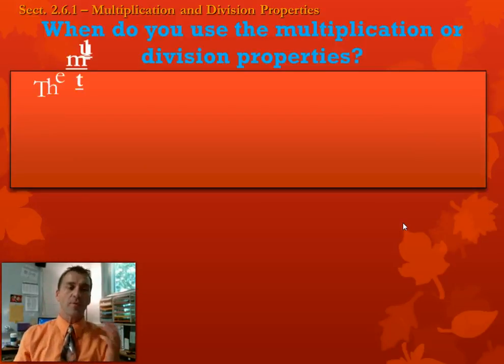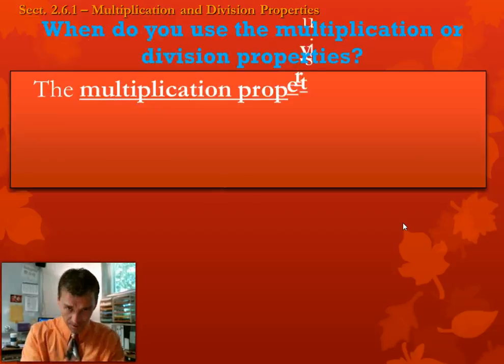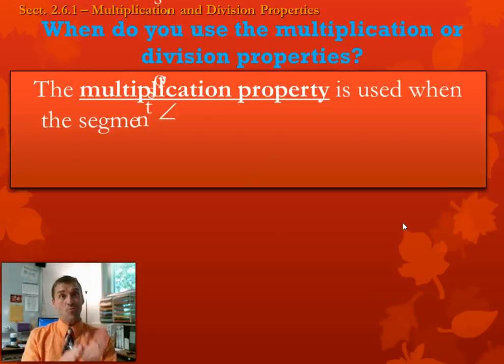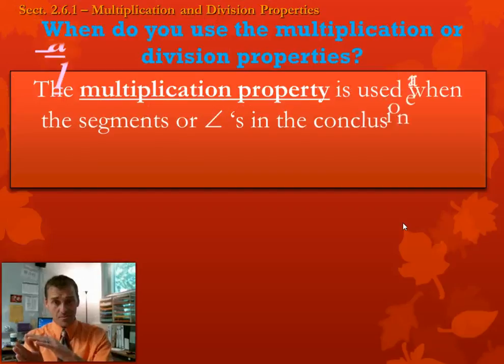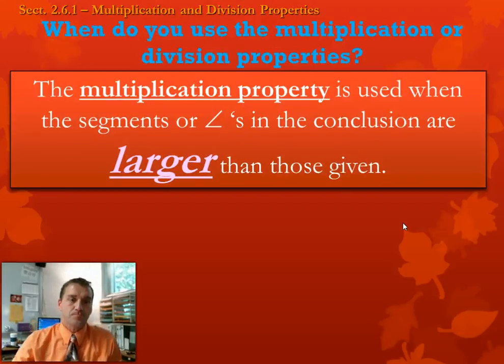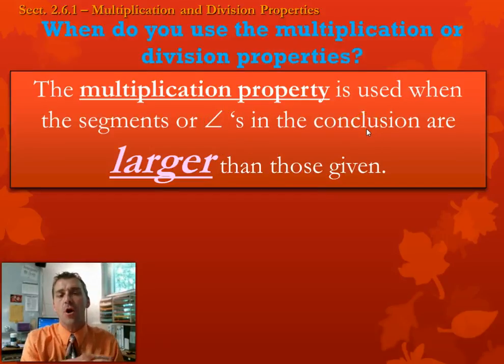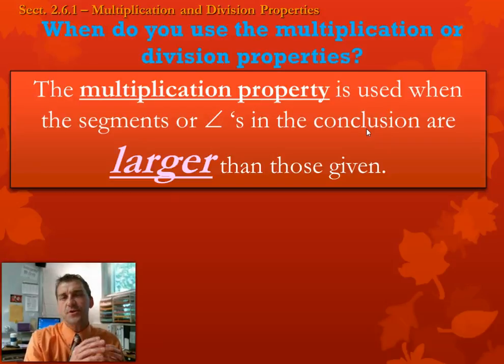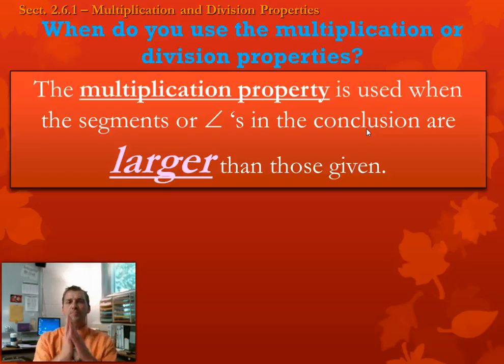If I'm actually going to use the multiplication property, you use it when segments or angles in the actual conclusion are bigger than what's given to you. So whatever you're concluding, whatever the proof conclusion is, if that's bigger than the little pieces that are given to you, then larger is what it's going to be. But only if you've got double use of midpoint, bisect, trisect.